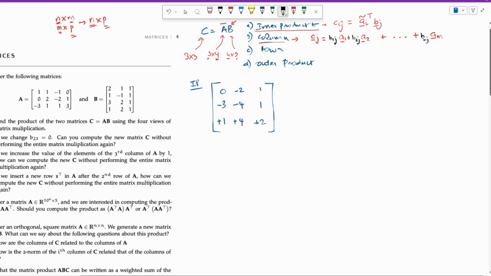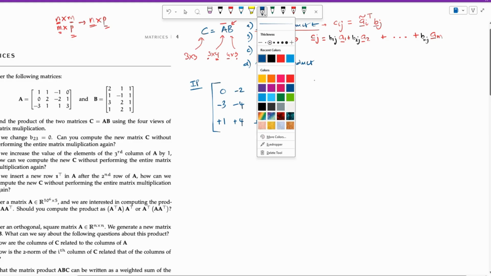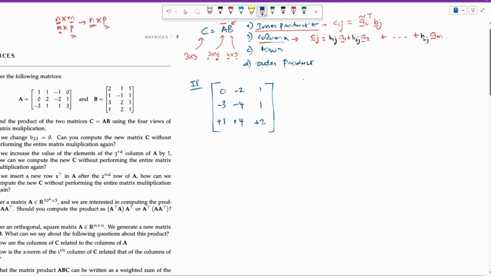Is it clear? Now, let's use that and do the column view. And now we won't compute the individual elements. We will compute the individual columns of C. What is the first column of C? The first column of C is the linear combination of columns of A, and the mixture comes from the first column of B.